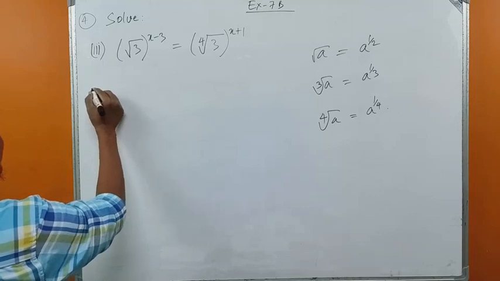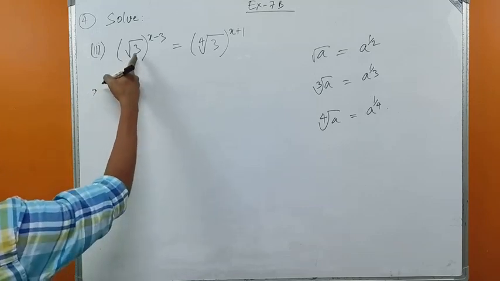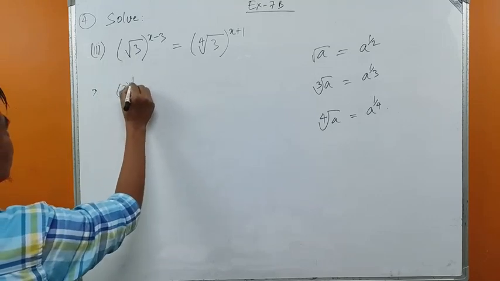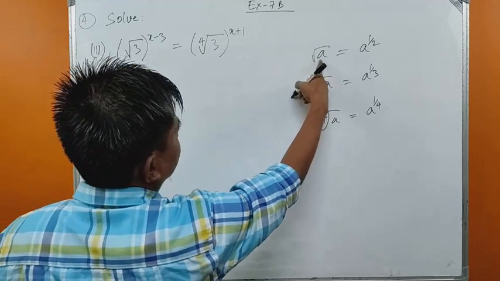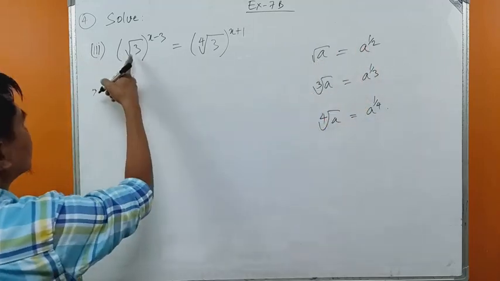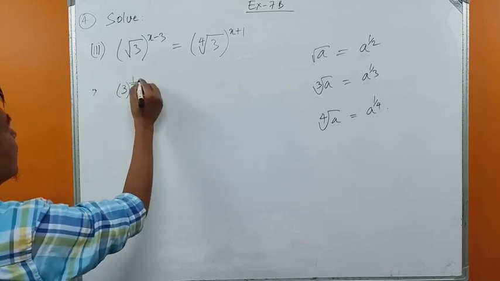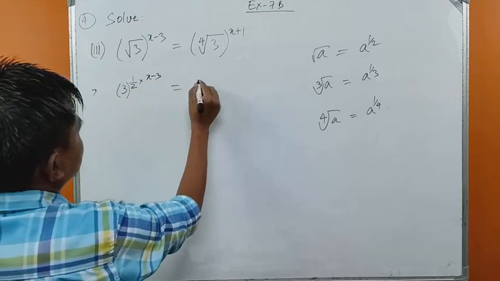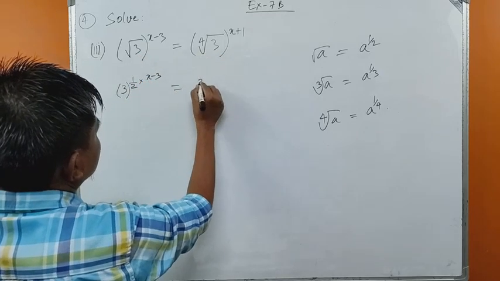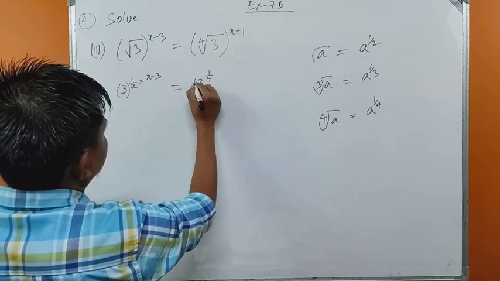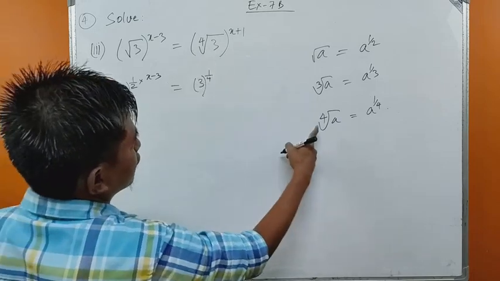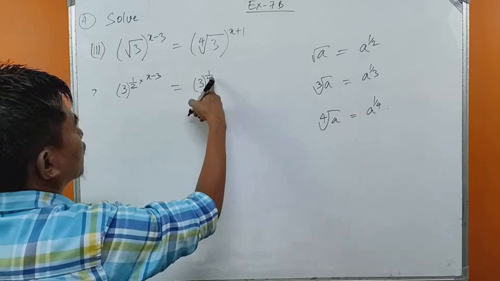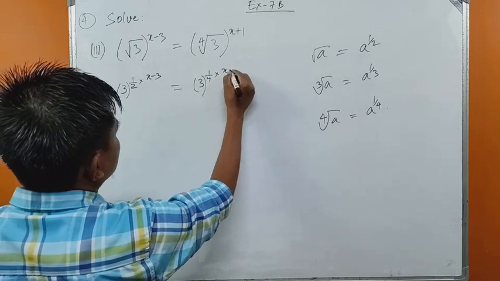Okay, now let's do this sum. Root 3 means 3 to the power 1 by 2. Root a means a to the power 1 by 2. Root 3 means 3 to the power 1 by 2 into x minus 3, okay, equals to fourth root of 3, which means 3 to the power 1 by 4. Fourth root of a means a to the power 1 by 4. So fourth root of 3 is 3 to the power 1 by 4 into x plus 1.